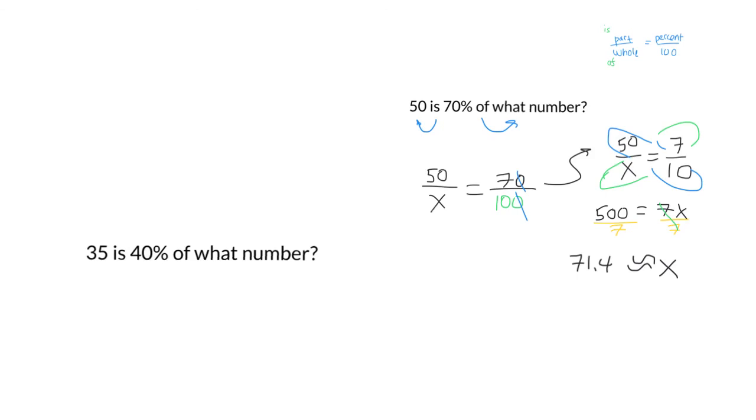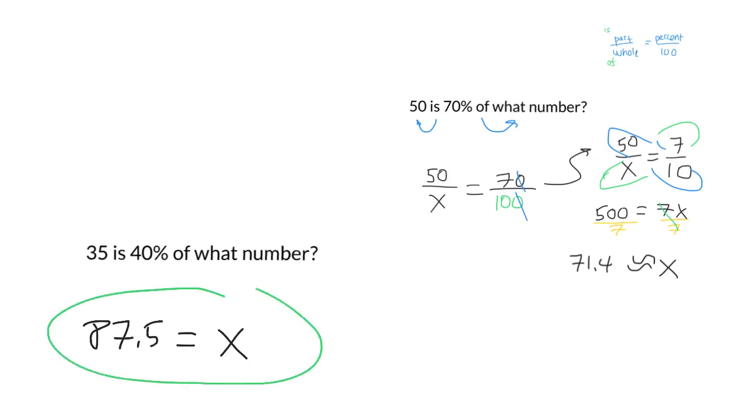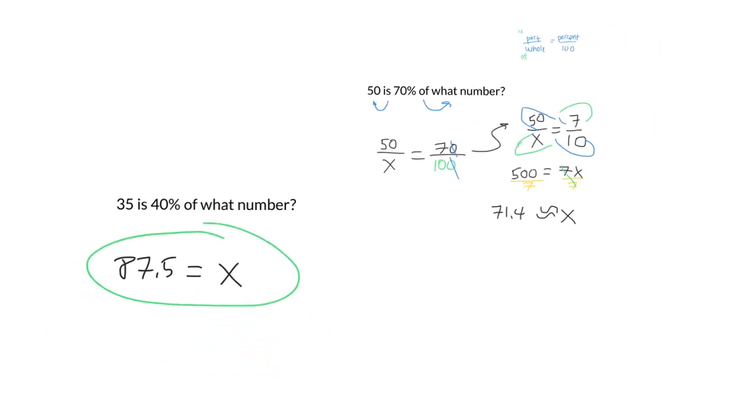Oh, that's going to be, we're going to use x. x equals 87.5. Talk about a random number. Jeez Louise. 87.5. All right, so hopefully that was helpful to you guys.